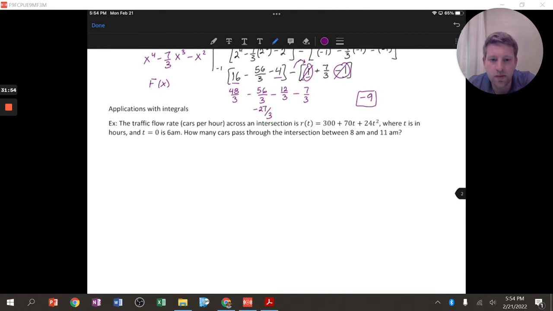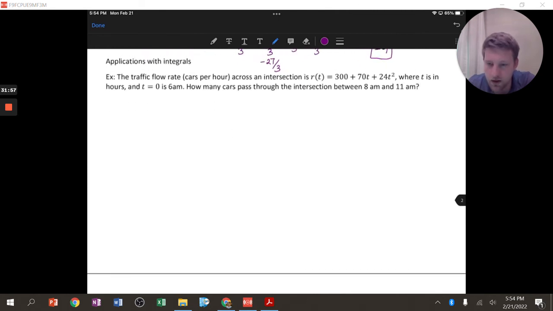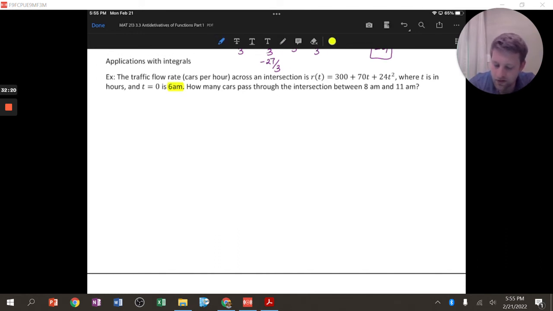We're going to take a look at a couple of applications to finish up this section. This is taking a look at traffic flow, and we are looking at the traffic flow rate in cars per hour across an intersection is the R of t function, where t is in hours and t equals 0 is 6 a.m. So that would be our starting time. And we want to know how many cars pass through the intersection between 8 a.m. and 11 with this variable rate.